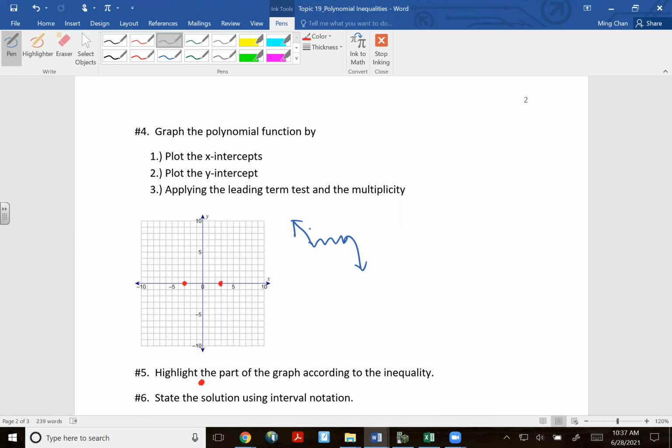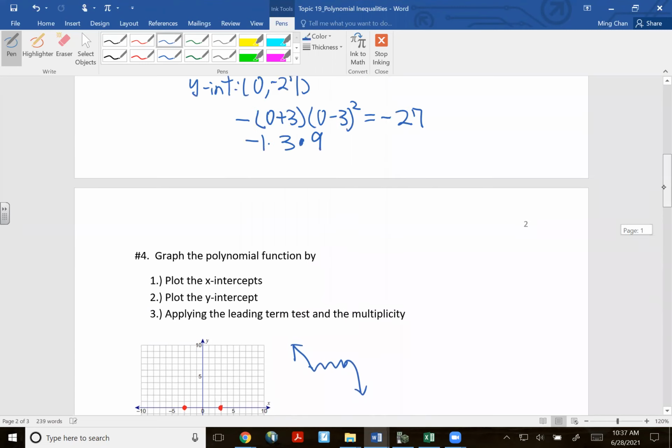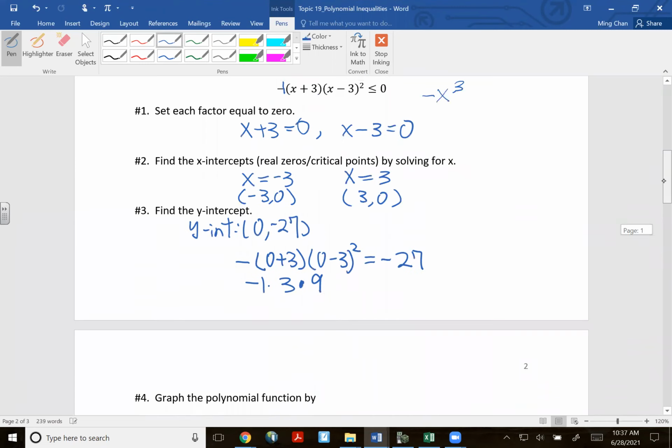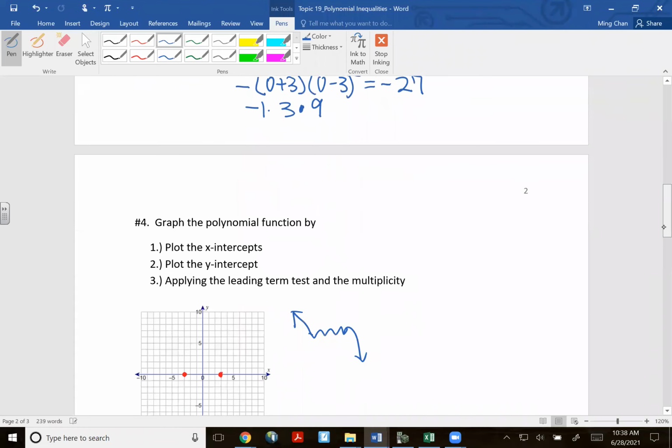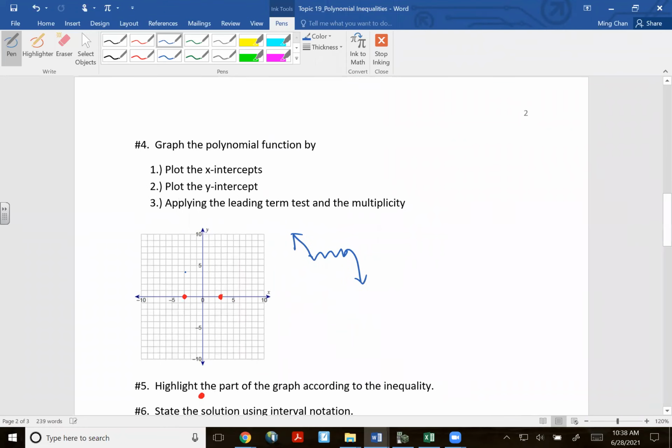I have to think about my multiplicity real quick. At 3, 0, this comes from x equal to 3, which comes from x minus 3, whose multiplicity is even, so the graph will turn at 3, 0. It crosses at negative 3, 0. So before I even graph it, I need to think: at negative 3, 0, it will cross.